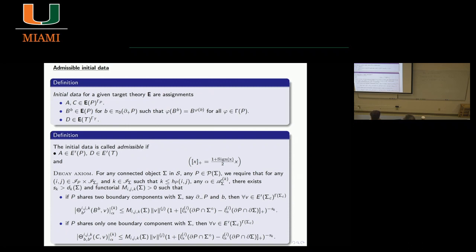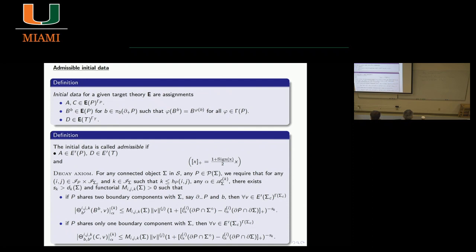Sorry? Theta is the gluing morphism. It's the one that says take the vector space for the pair of pants, take the vector space for the complement, and do a bilinear mapping with the vector space. So that is precisely the definition.